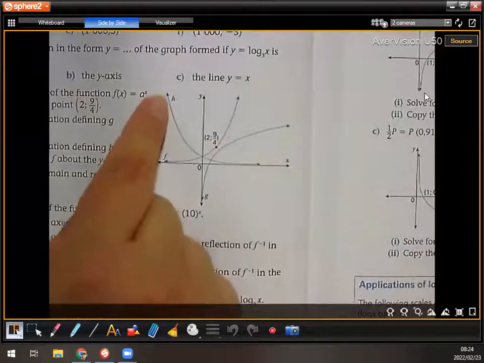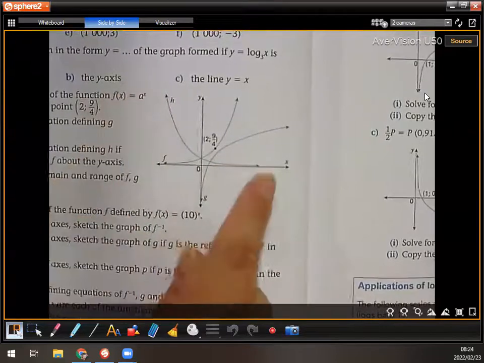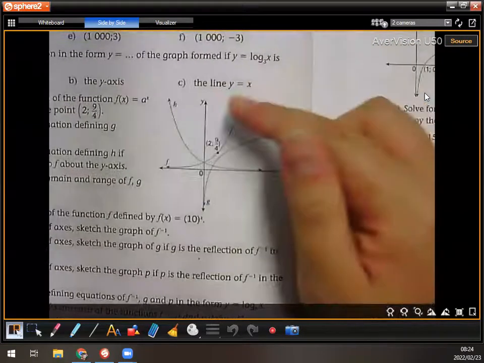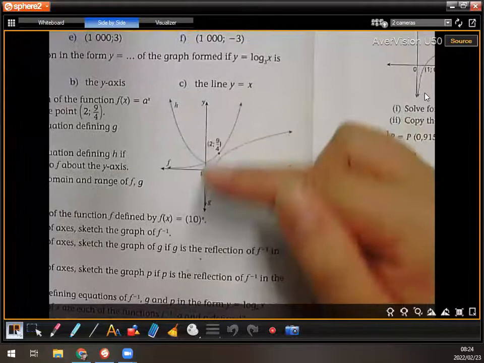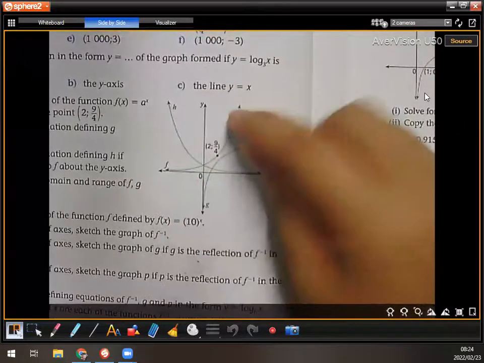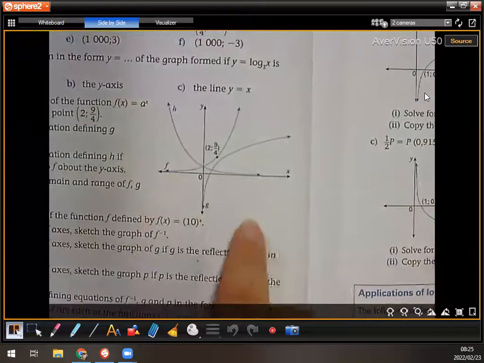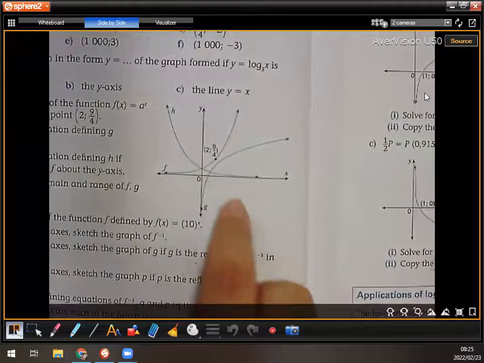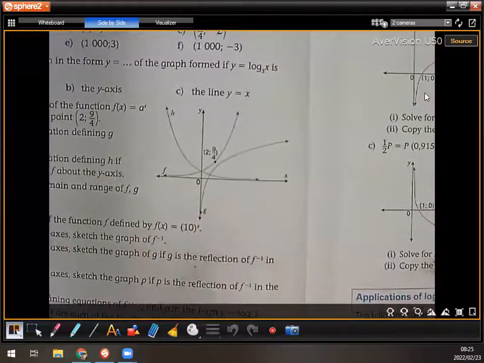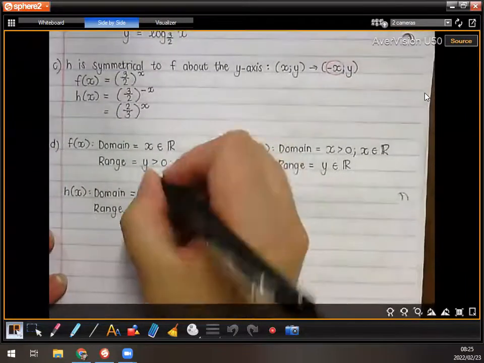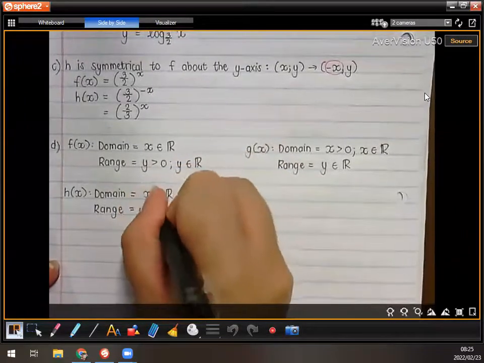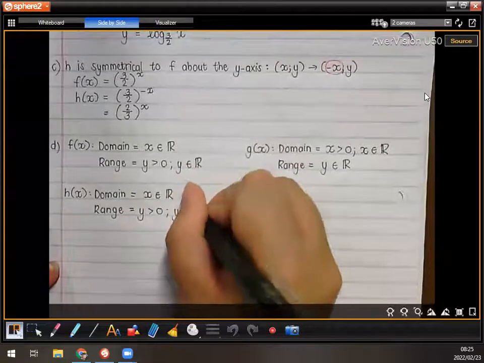h was just f reflected like that, right? So the domain stays the same. So looking at h over here, that's still x ∈ ℝ for the domain, and still y greater than 0 for the range. But what if we have the reflection of f in the x-axis? If this is f, if we reflect that in the x-axis, it would look like that, right? Would that still have the same range then? What would the range of this graph be? y would be less than 0. Okay, so we just have to look at the graph there. But in this case, it is the same. So x is an element of real numbers, and y greater than 0, y is an element of real numbers.